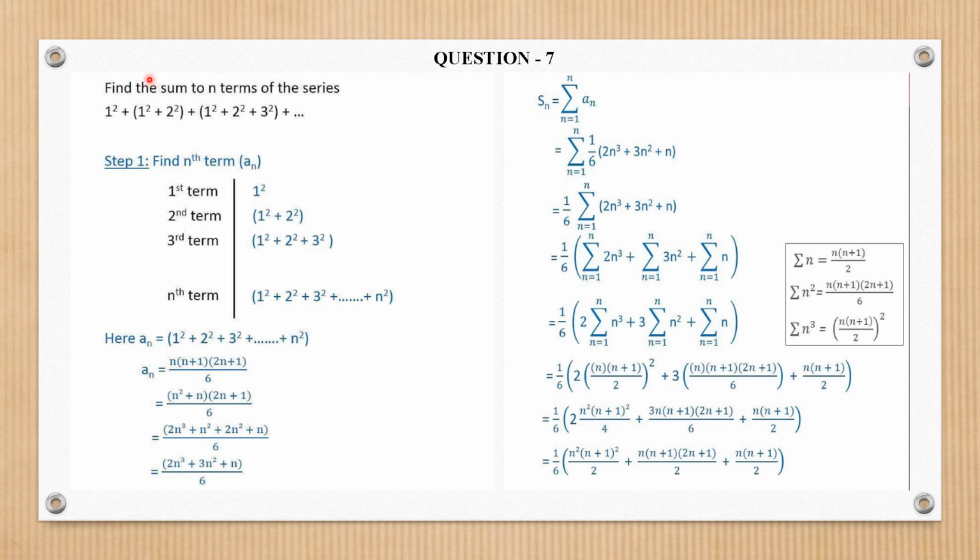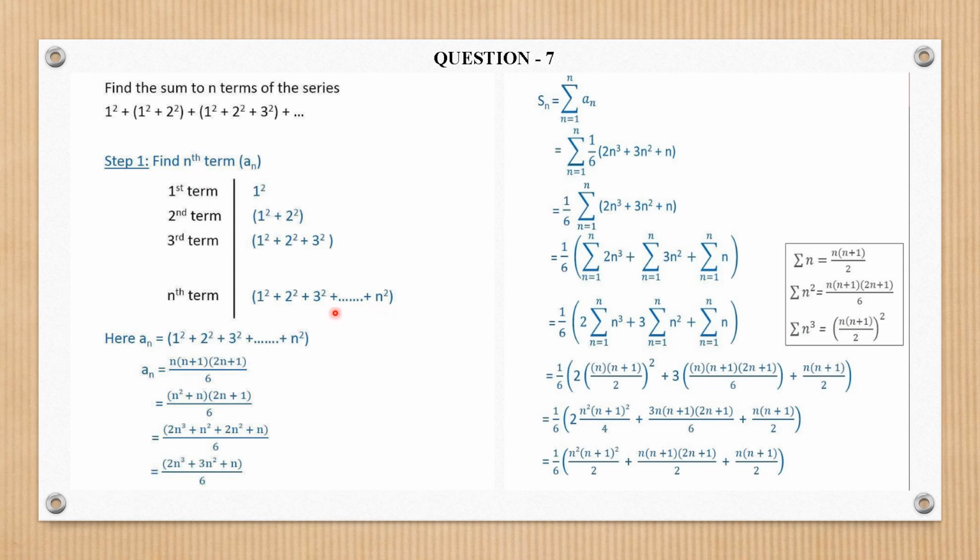Question number 7 is, find the sum to n terms of the series 1 square plus 1 square plus 2 square plus 1 square plus 2 square plus 3 square and so on. Now observe it. The first term is having the square of the first natural number. The second term is having the sum of squares of 2 natural numbers. The third term is having the sum of squares of 3 natural numbers. So the nth term will be having the sum of squares of n natural numbers.